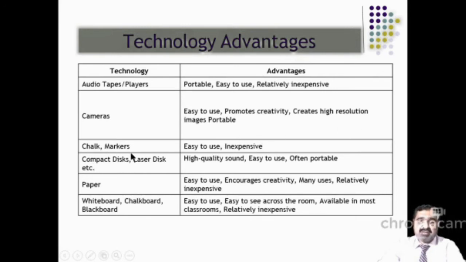If we have the technology of chalk markers, then this is easy to use and inexpensive. Compact discs or laser discs give high quality sound, are easy to use, and are often portable. Paper also is very easy to use, encourages creativity, and is relatively inexpensive. Whiteboards, chalkboards, and blackboards are easy to use, easy to see across the room, available in most classrooms, and relatively inexpensive.